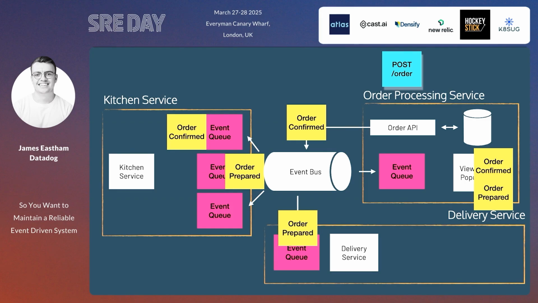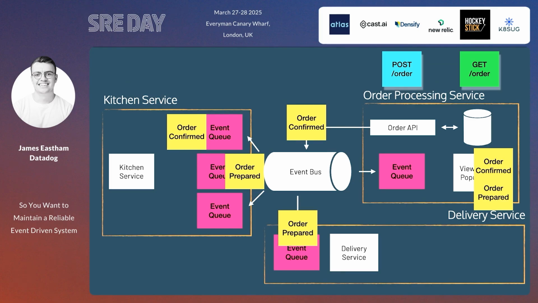You'll notice that the order service is also consuming the order confirmed and order prepared events. That's so that really impatient people like me, who sit there furiously refreshing their mobile app waiting for their pizza, can get an up-to-date status on where exactly their pizza is up to.